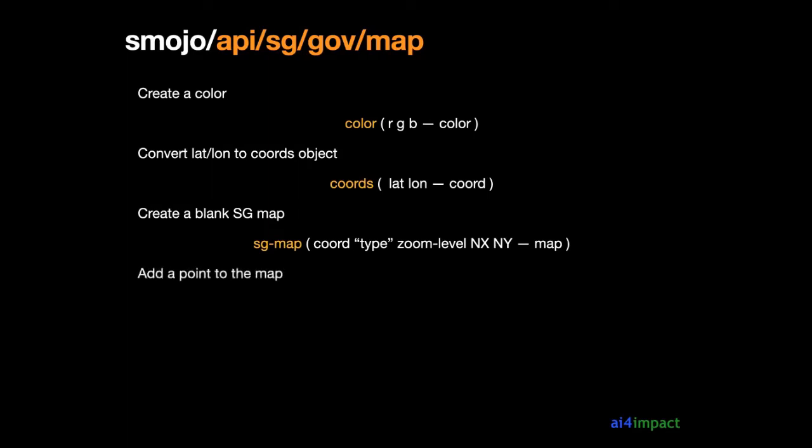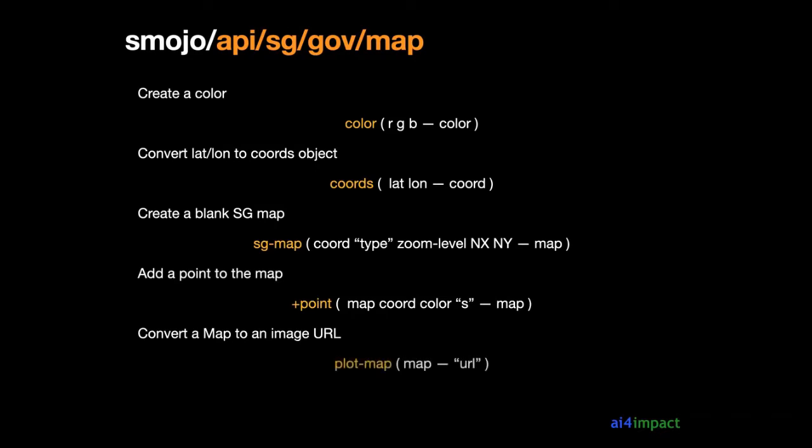Okay. To add a point on the map, you use a plus point, where you have the map you already produced, and then you give it the coordinate, the color, and a locator label, and that will give you a map. Okay, and last of all, you need to convert the map into a URL, and that is plot map, and that gives you a URL which you can then call image, and then display the image as a map. So these are the 5 words that we'll be using.